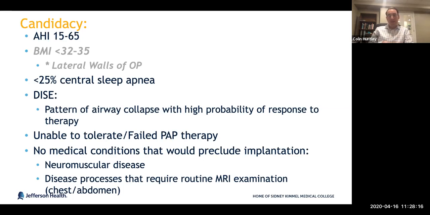With that being said, you will commonly see lateral oropharyngeal collapse in patients who have concentric collapse of the palate. Patients are unable to tolerate or have failed CPAP therapy, and then no medical conditions that would preclude implantation. So neuromuscular disease, Parkinson's being a common one, ALS being a common one that's talked about, and then also disease processes that would require routine MRI of the chest, abdomen, or pelvis, as this device does not have FDA approval for chest, abdomen, pelvis yet. It is approved for head, neck, and extremities.